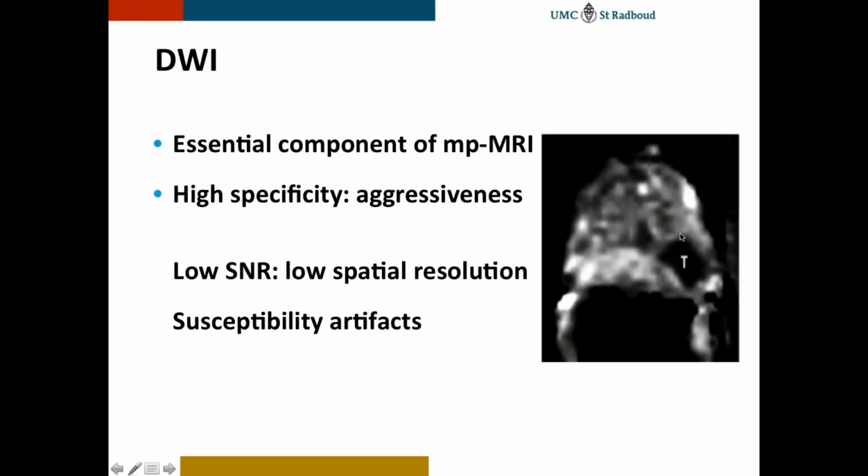So in this case, if you go back to the T2, we saw a dark lesion in the left peripheral zone. However, the downside of this kind of technique is that it is prone to susceptibility artifacts. That means if you have gas in the rectum, the image could be distorted. For example, if you see a tumor over here, it may actually be over here because of the distortion.